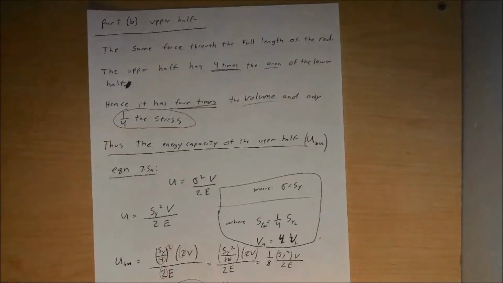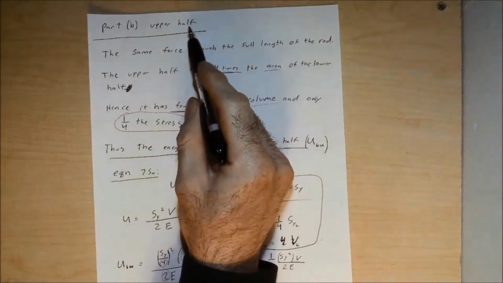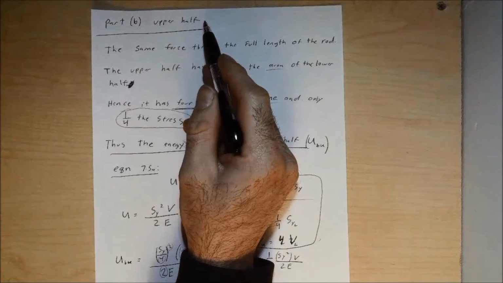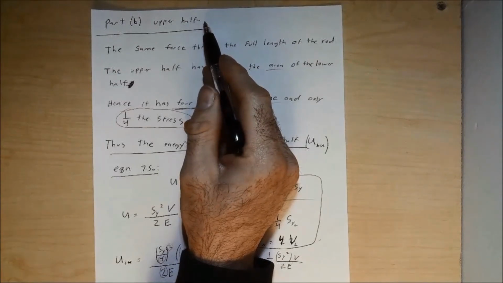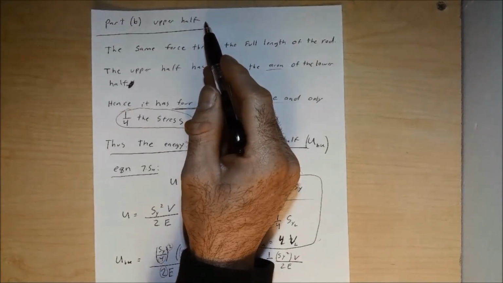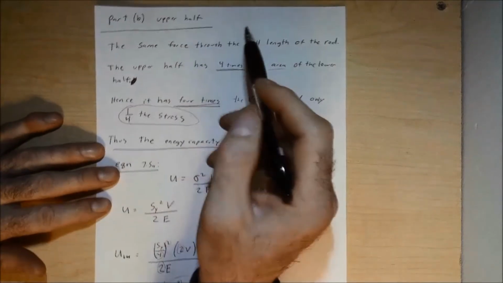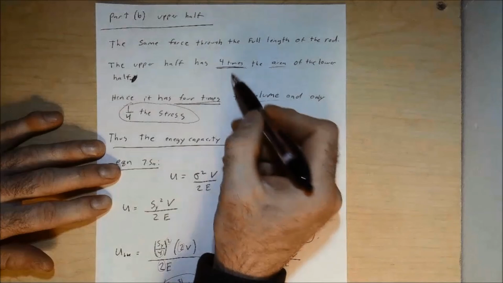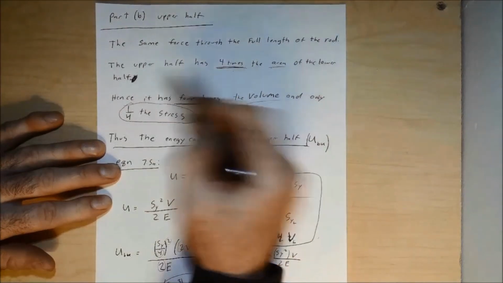So now that we've finished the solution for the lower half of part B, we want to take a look at the upper half of part B. If you recall, for the upper half of part B, the top diameter of the rod is twice that of the lower diameter of the rod in part B. So the same force is through the entire full length of the rod, but the upper half is going to have 4 times the area of the lower half.